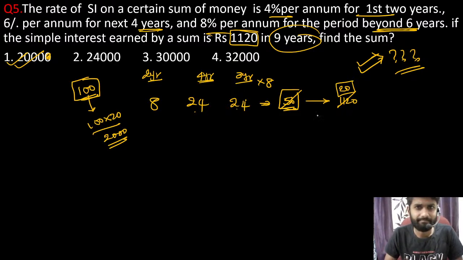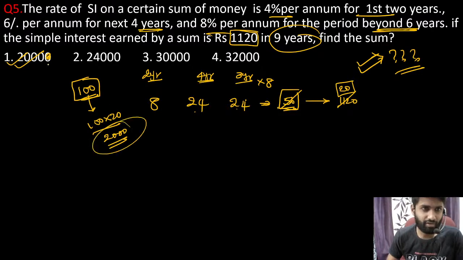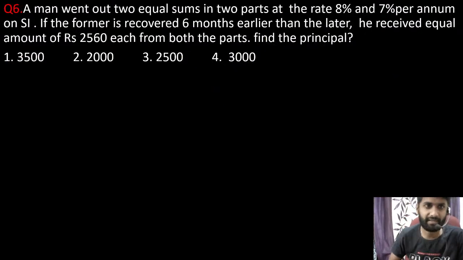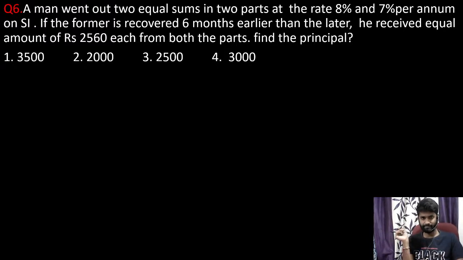Guys, sorry, I took a wrong value here. It's not 20,000, it's 2000. 56 2s are 112, and 100 into 20, the value becomes 2000. I took a wrong value. 2000 is the correct answer. Clear? Next, go through the next question.